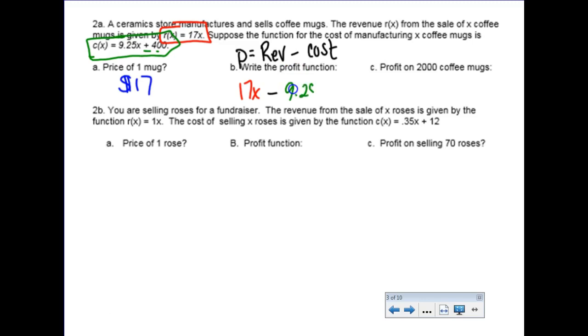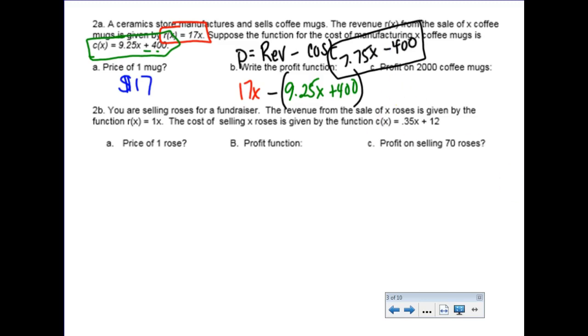Yes, but if I write it like this, I'm going to fall for the trap that a bunch of your classmates did last week. Because they're going to tell me this is a plus 400 on the back end of the function. But it's really going to be a minus 400 because they're going to distribute that subtraction. So what's 17x minus 9.25x? Well, if I simplify those, 17 minus 9.25? All right, so we get 7.75x. And then the most crucial part of this is not a plus 400 anymore. This is a minus 400. So there's the profit function.